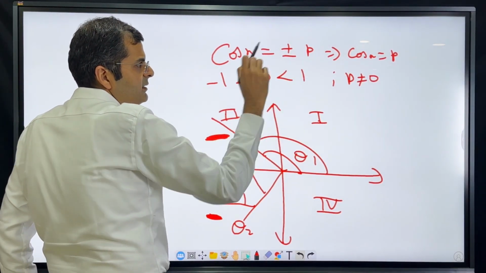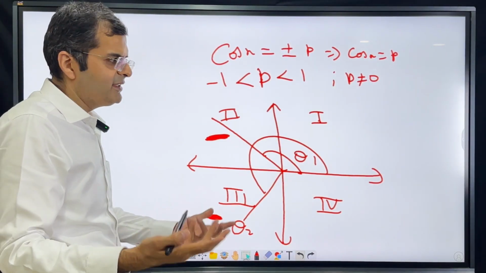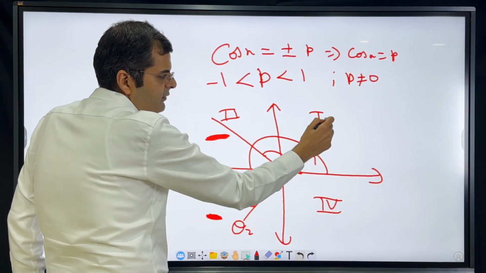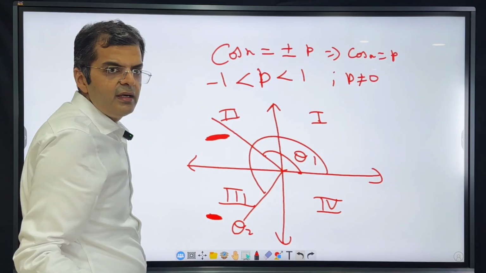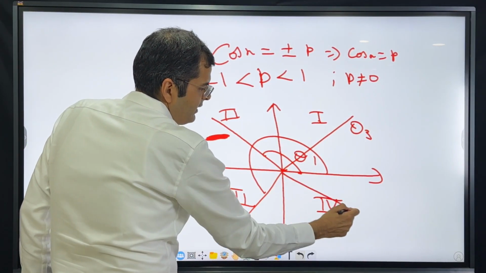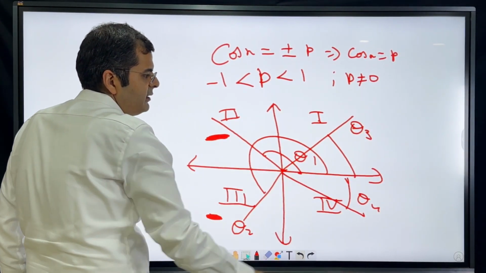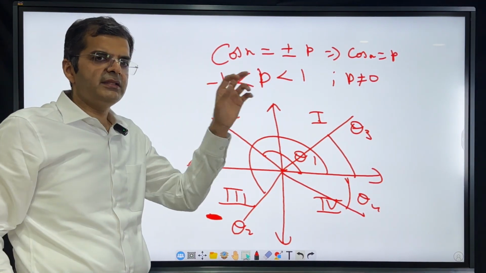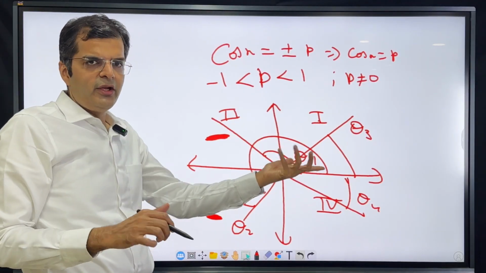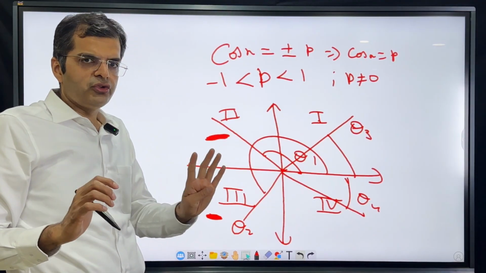But if p is between 0 and 1, let's say p is plus 0.7, then x has to lie in quadrant 1 or 4, because in the 1 and 4 quadrants, cos theta is positive. So let's say this is theta 3 angle and this is theta 4 angle. So when p lies between minus 1 and 1, I get 4 solutions. The values of x will depend on the value of p, but there will be 4 solutions.